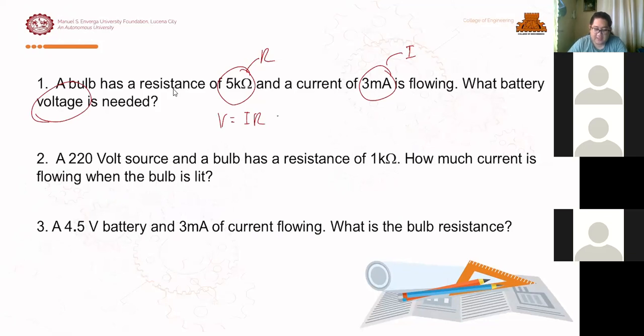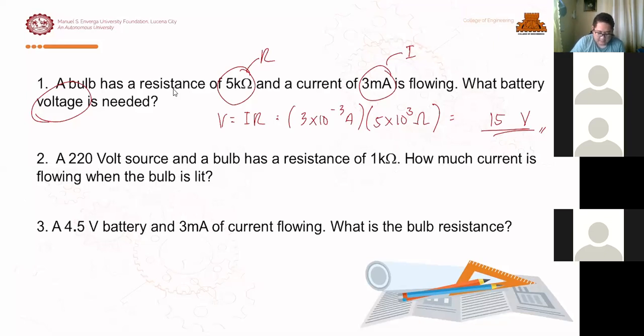So, let's change everything to base units first. 3 milliamperes in scientific notation is 3 times 10 to the negative 3 ampere. Then our R is kilo, so 5 times 10 to the 3 ohms. When we multiply ohms and amperes, the result is in volts. So 3 times 5 gives us 15 volts. Basically, we should be in base units.